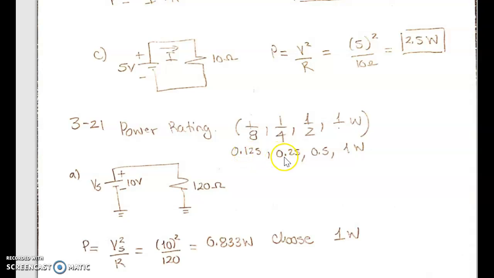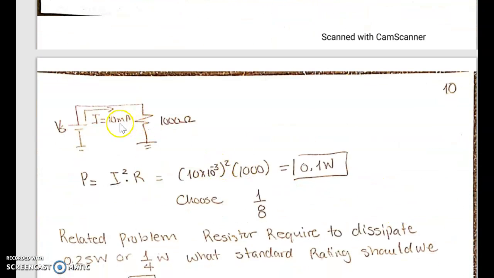The values right here are just in decimals. These are fractions. So here it says what is the power rating for this resistor right here. So I need to find the power, right? I have the voltage, I have the resistance, so I use this formula. I plug it in and I get 0.833 of a watt. In that case, you will choose the 1 watt. For number B, we have the current and we have the resistance, so you will use this definition of the power, and you get 0.1, so we choose the 1/4.